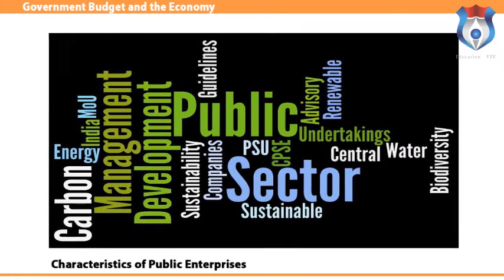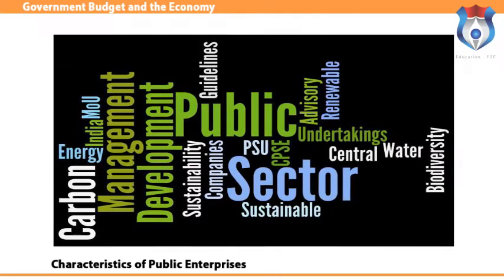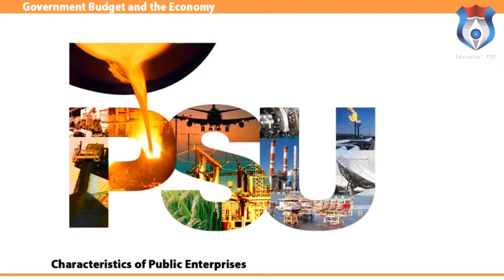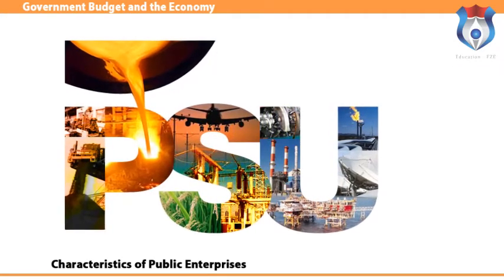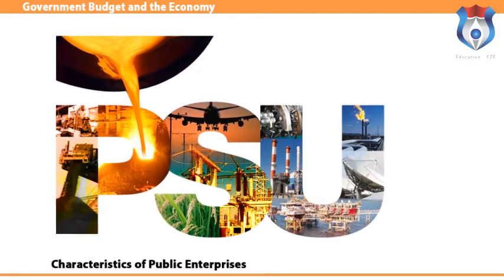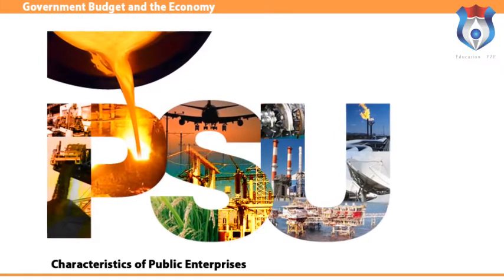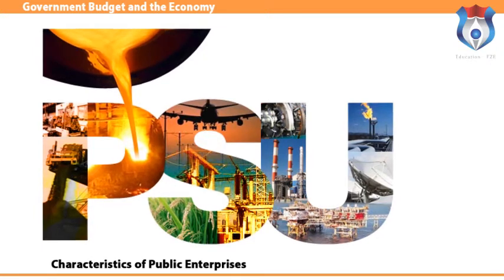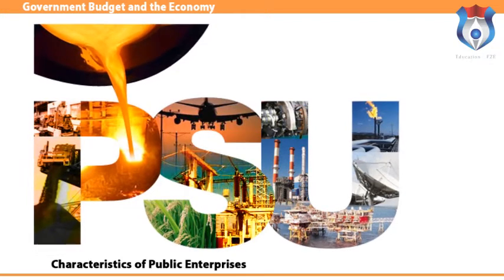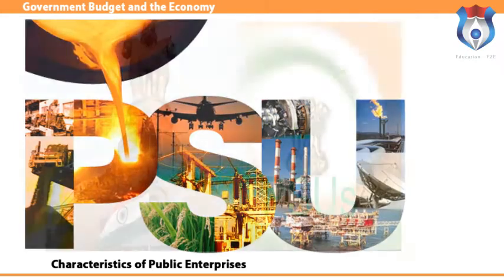State control. The ultimate control of a public enterprise lies with the government, which appoints its board of directors and the chief executive. Government financing. The whole or a major portion of the capital of a public enterprise is provided by the government.